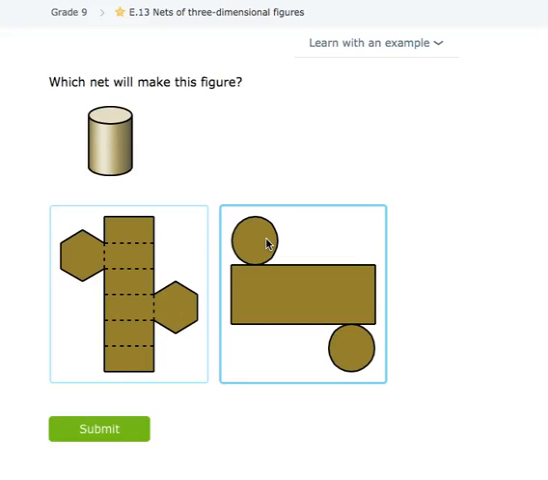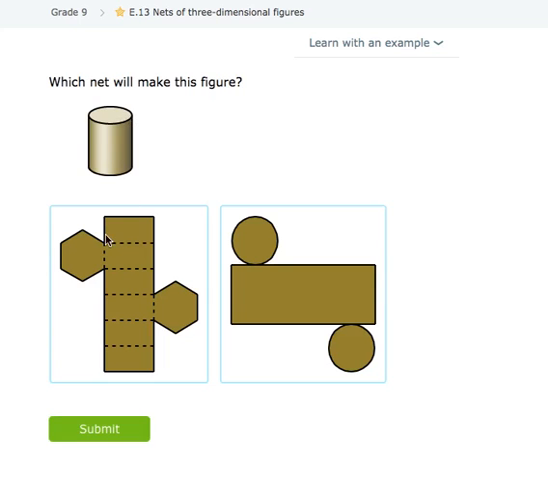This is IXL 9E13, and it's really just asking you to associate a three-dimensional shape with its net. Sometimes it'll give you the net and ask which of these three-dimensional shapes matches it. Sometimes, like here, we have the three-dimensional shape showing up, and we're asked to associate it with the net.